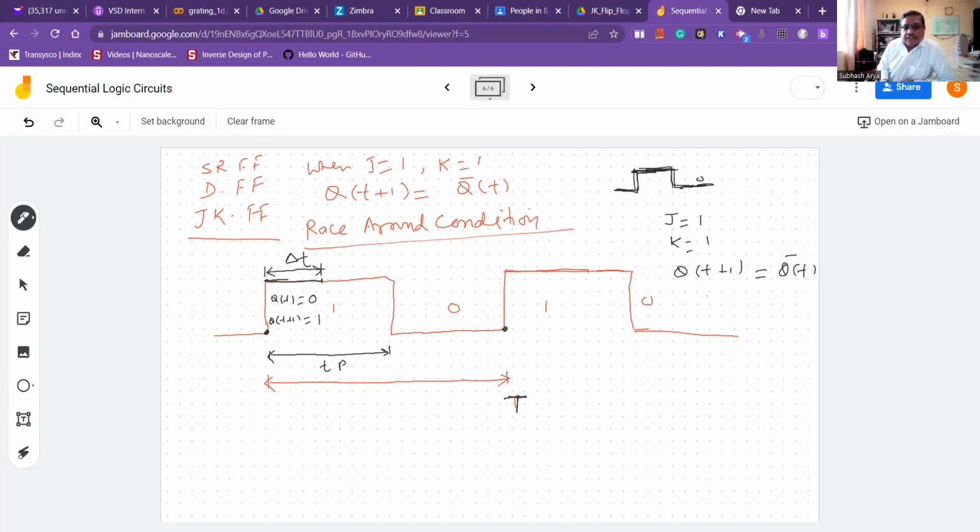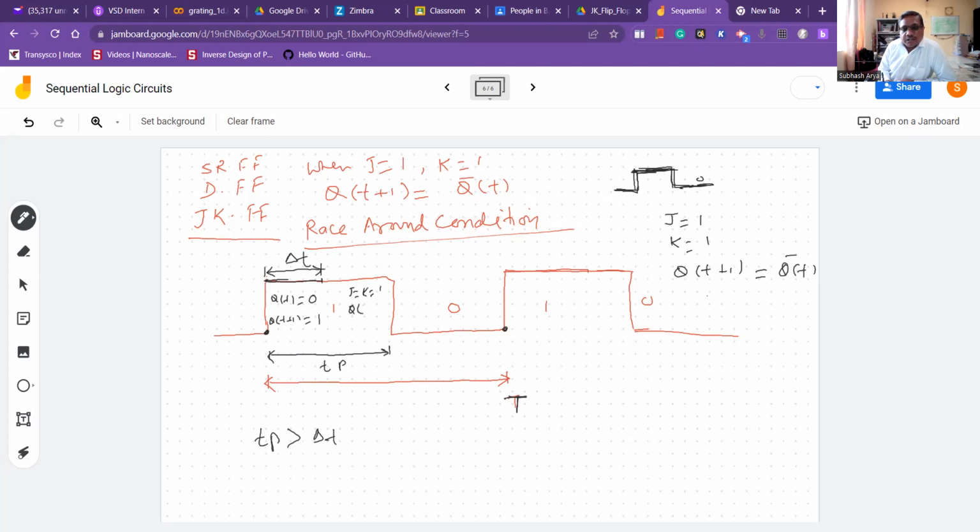But we see, even if you do not change anything, meaning J and K are equal to 1, and still the clock pulse is coming. See, the duration of the clock pulse, TP, is greater than delta T. So what will happen? The circuit is still being triggered by the clock pulse, and again the same situation occurs. Since we have not changed any input state, J and K are still equal to 1.